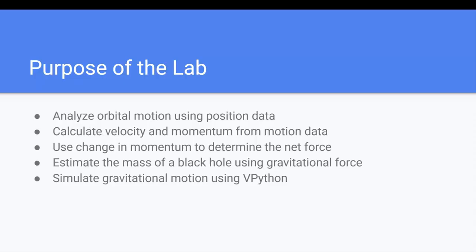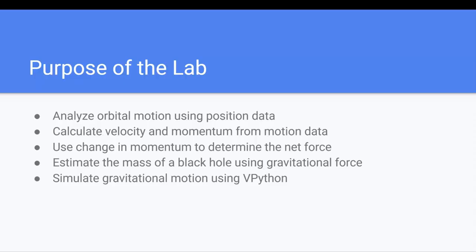The purpose of this lab is to analyze orbital motion using position data and use that motion to calculate velocity, momentum, and net force. Using the rate of change of momentum, we can determine the gravitational force acting on the star and estimate the mass of the black hole.